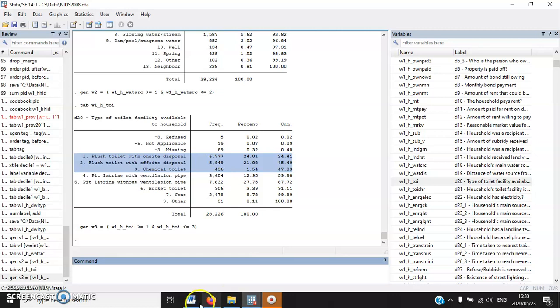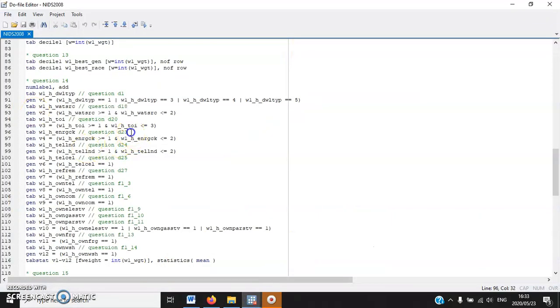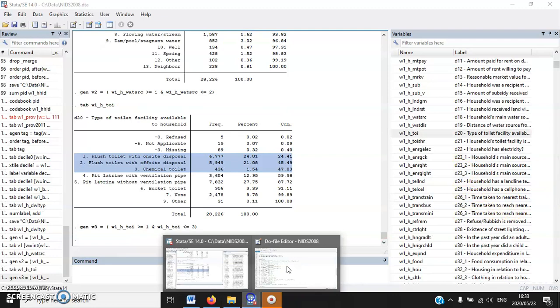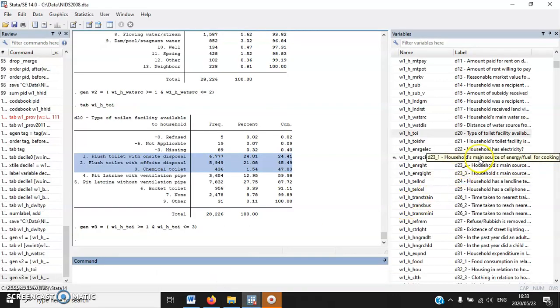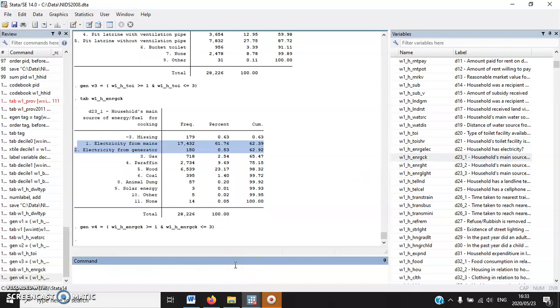Next one, using electricity for cooking. We have to look for the electricity for cooking variable. It is question D23. This one here, for cooking. Let's tab that. In other words, if the answer is between 1 and 2, electricity, then my next dummy, which is V4, is equal to 1. Between 1 and 3.